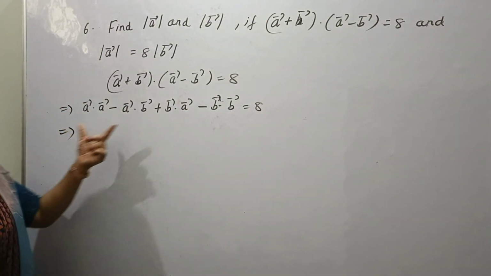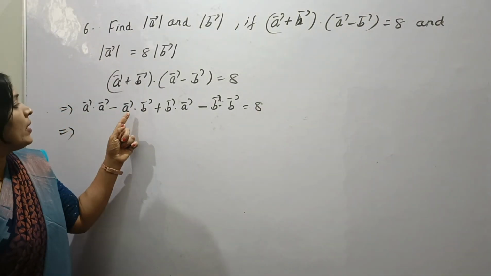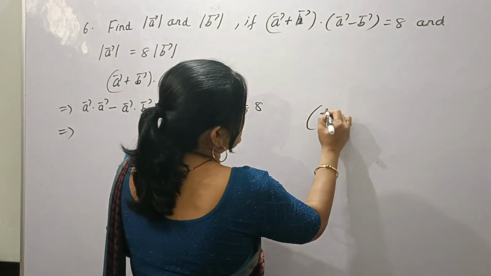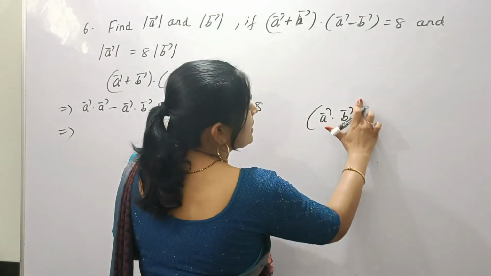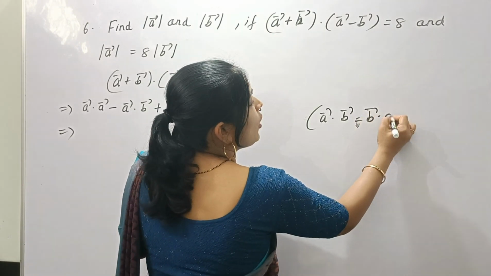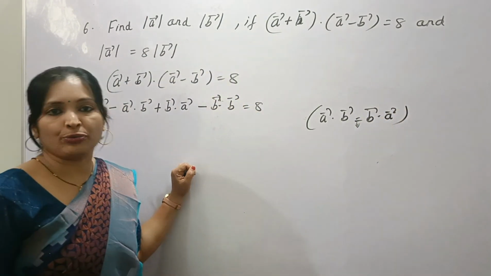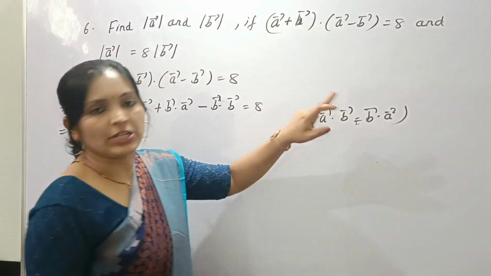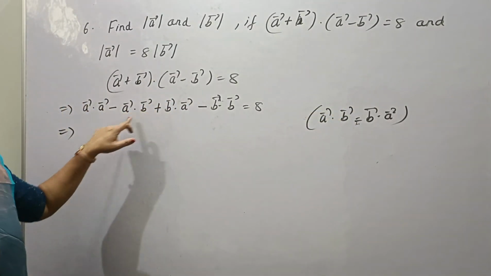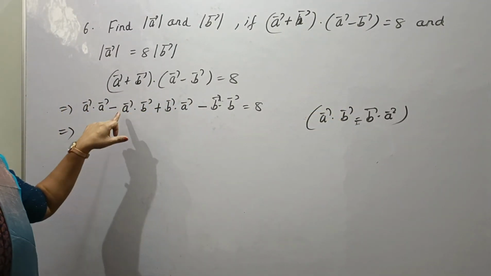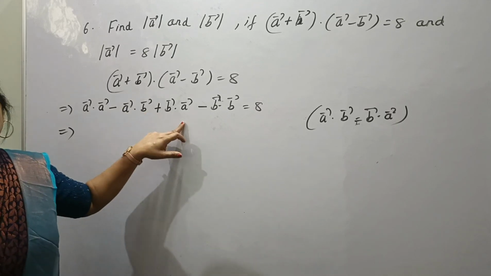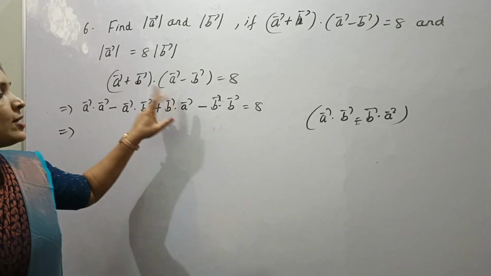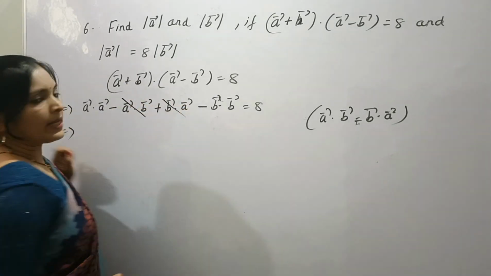That implies, see here, these two terms. We know that vector A dot vector B is equal to vector B dot vector A. It is commutative. Therefore, these two terms are cancelled, right? Minus A dot B plus B dot A, that is minus A dot B plus A dot B. So these two terms are cancelled.